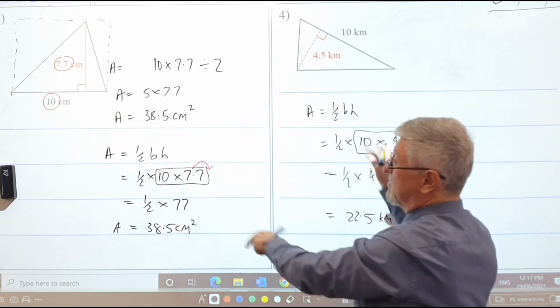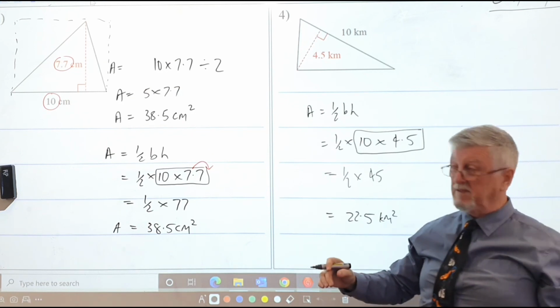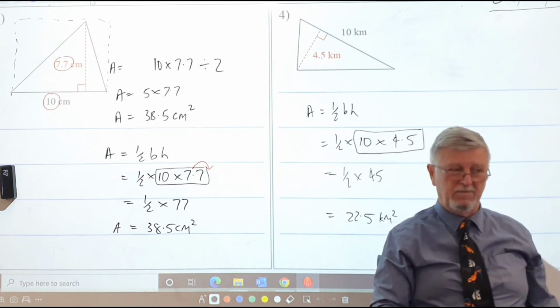I didn't give you a munted triangle like one of the weird looking ones. I haven't given you right angle ones either yet. So that can come later.